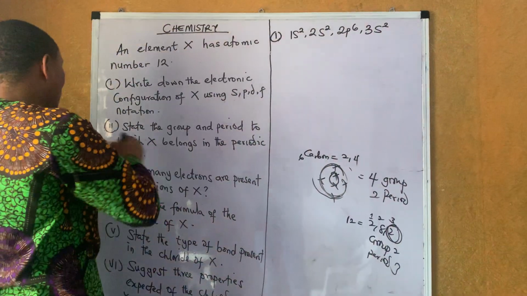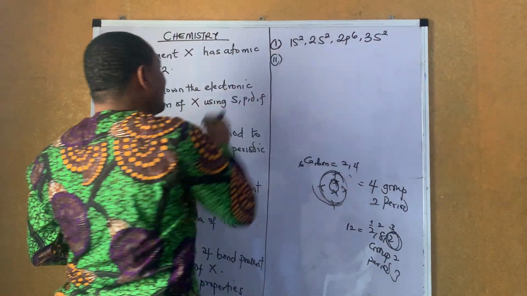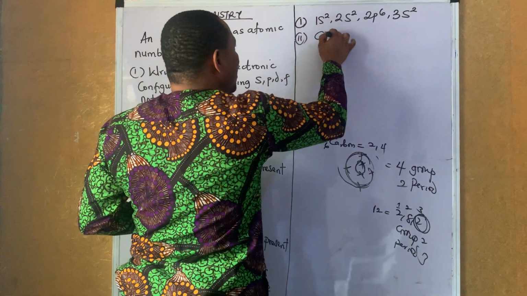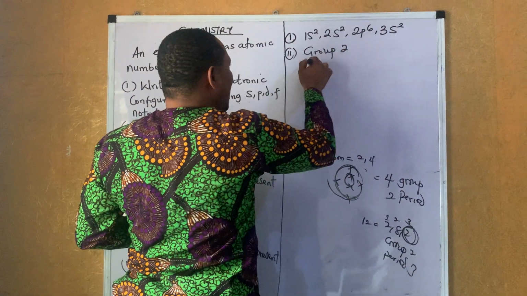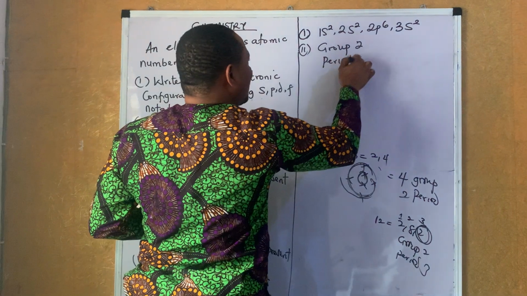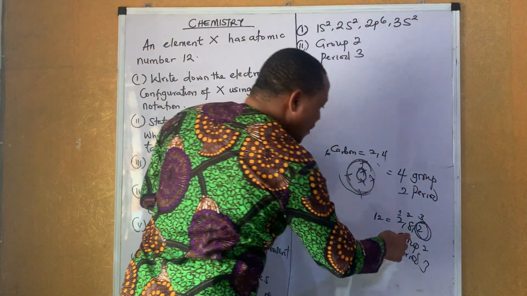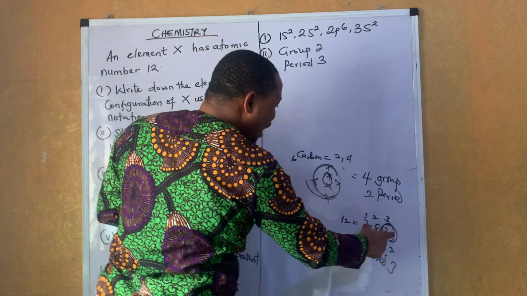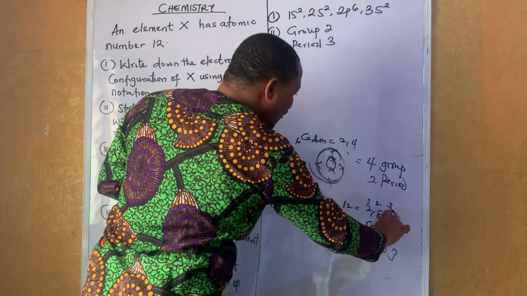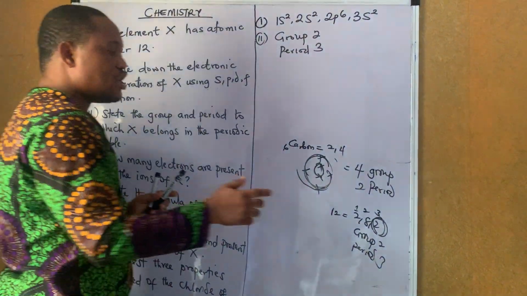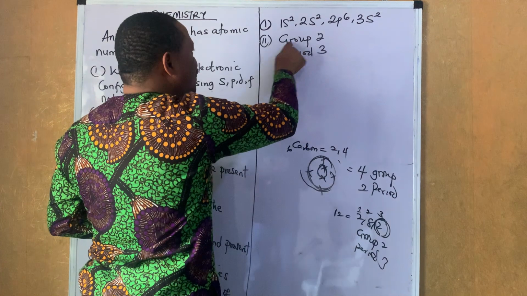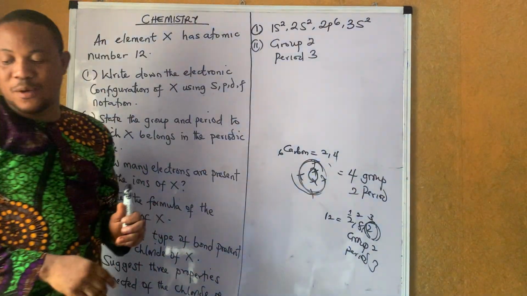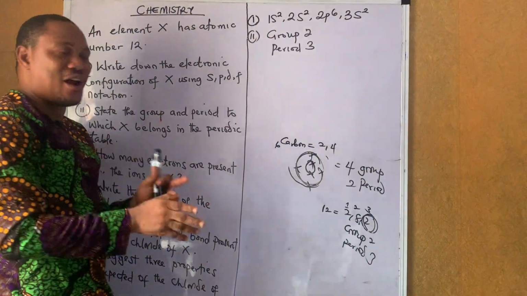So very correct. The answer to number 2, state the group: the group will be group 2, as we have said. Then the period is 3. And how is it period 3? The number of shells this particular element that has 12 electrons is going to have is 3 shells, while the number of valence electrons outside will be 2. So the number of valence electrons outside, this 2, forms the group, while the number of shells, this 3, forms the period. I want to believe this is very, very clear.